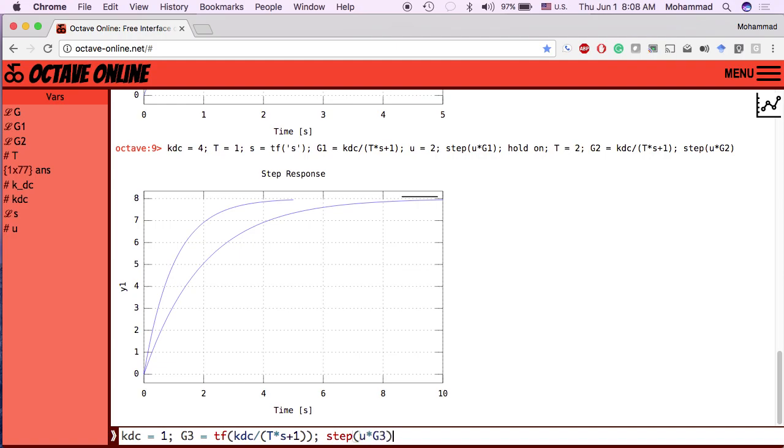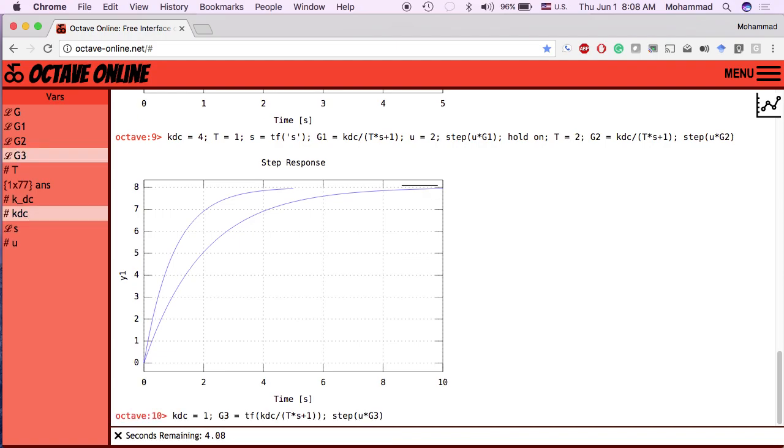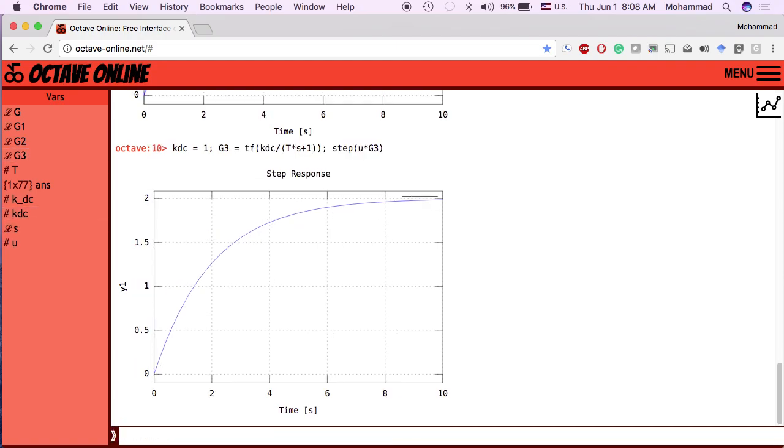What do you expect the response to look like? How would the response be different? Yes? So the steady state would be at 2 instead of at 8 because KDC is 1. So let's give it a try. So you can see that the response is now settling at 2, and 63% of 2 is roughly 1.2, which is here. So you can see the time constant is 2.